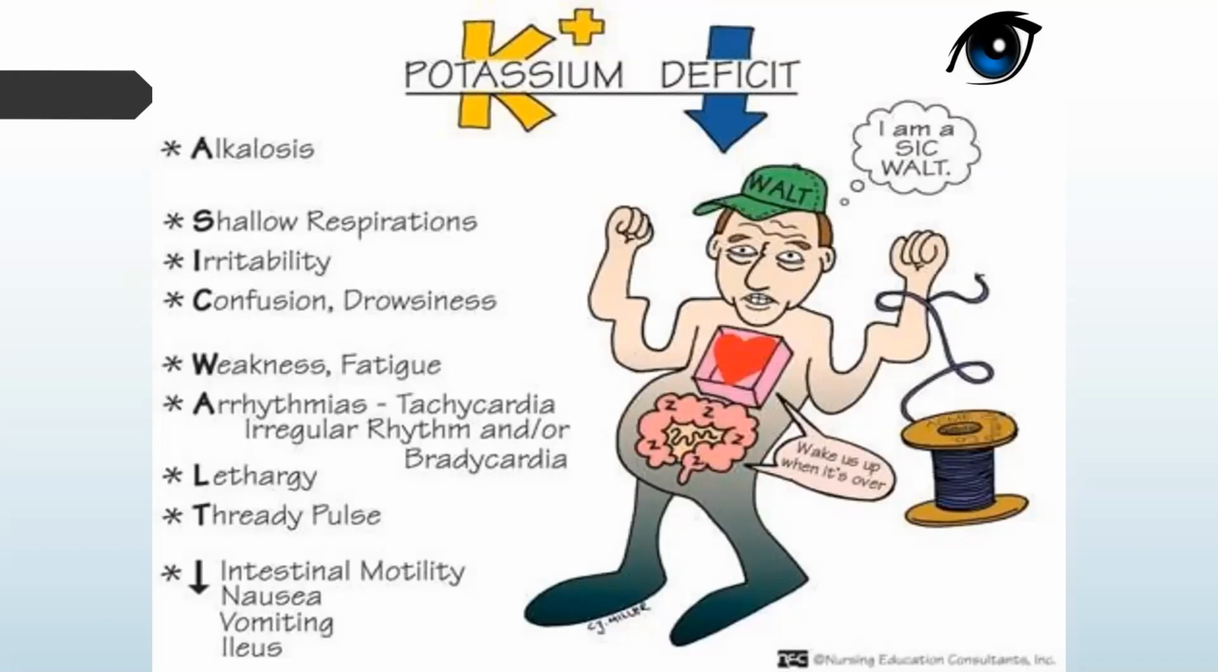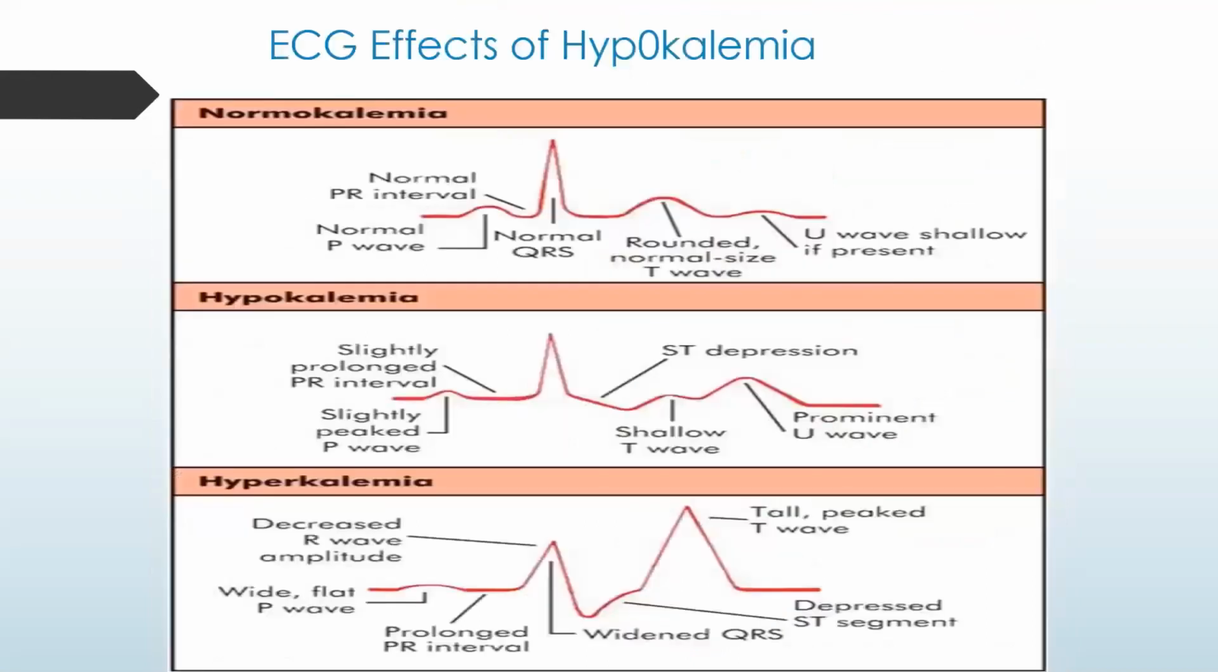Drugs, especially diuretics, corticosteroids, and beta adrenergic agents, can increase potassium losses through the kidneys. Diseases and injuries can lead to potassium loss. Laboratory findings include serum potassium levels lower than 3.5 milliequivalents per liter, and ECG changes, ST depression, flat or inverted T waves.